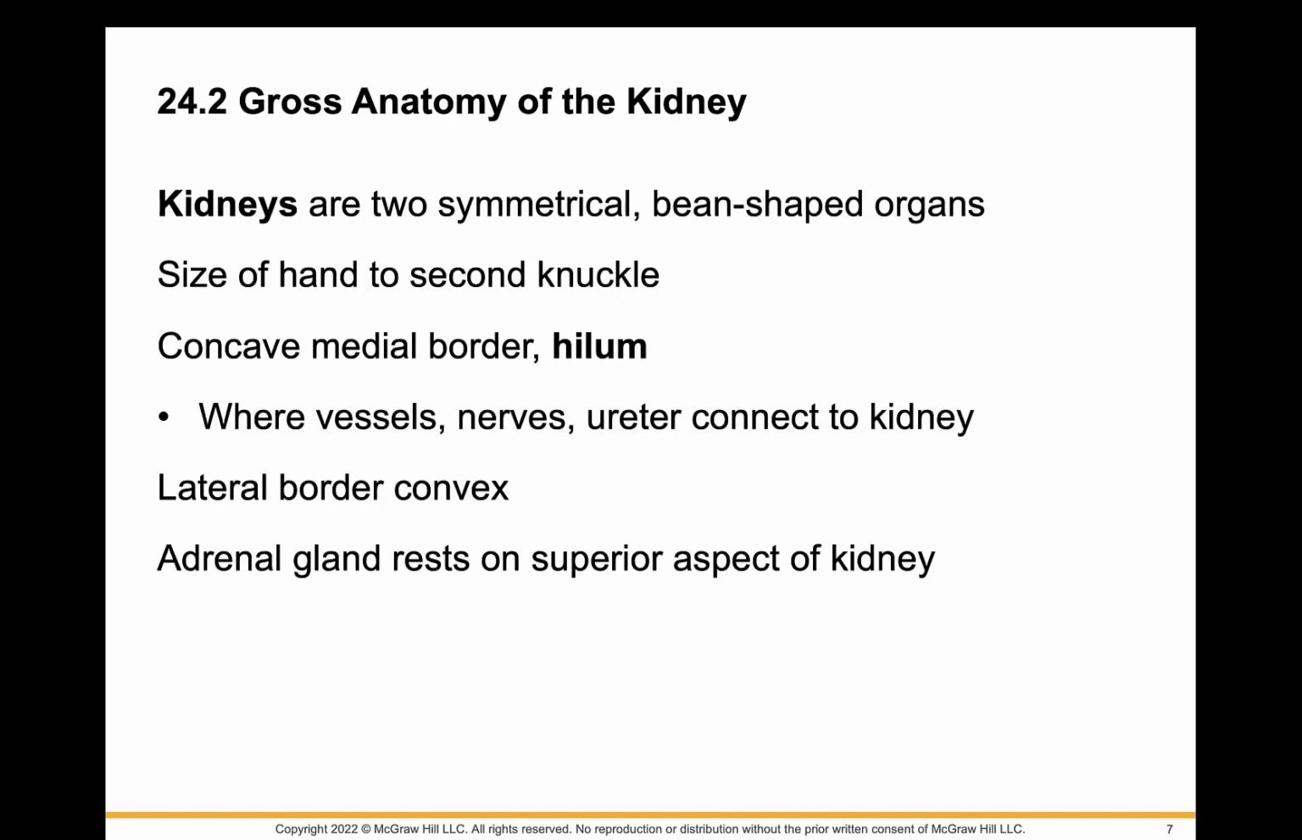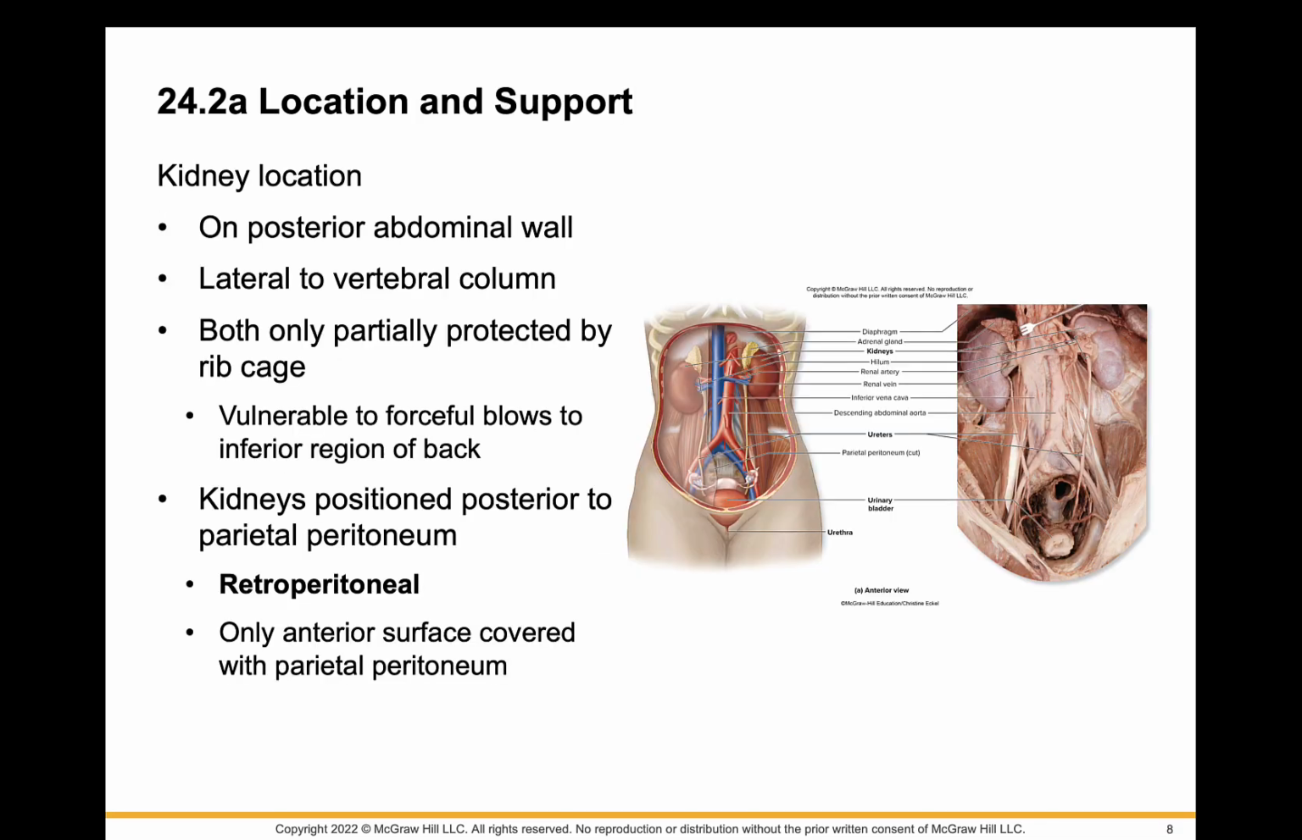Now, if we look at the gross anatomy of the kidneys, there's 2 of them. They are symmetrical and known as bean-shaped organs. Their approximate size is that of our hand to the second knuckle. If we look at a concave medial border, a hilum, we've seen that in quite a few structures that we've addressed recently. And remember, the hilum is where vessels, nerves, and the ureter connect to the kidney. There is a convex lateral border, and the adrenal glands are sitting on the superior aspect of each kidney.